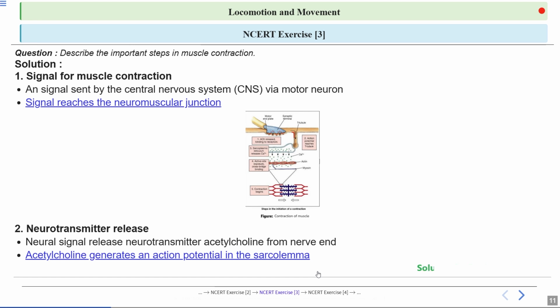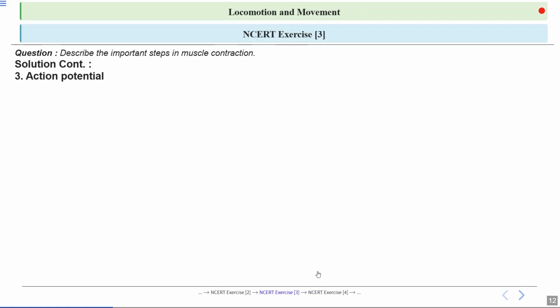So the third step in muscle contraction is called the action potential. Okay, so you can think of it as an electrical signal, like a message being sent down a wire that tells the muscle it's time to contract. Now, this action potential is generated in the sarcolemma, which is the outer membrane of the muscle fiber. So, you can imagine the sarcolemma as the skin of the muscle cell where the signal first appears.